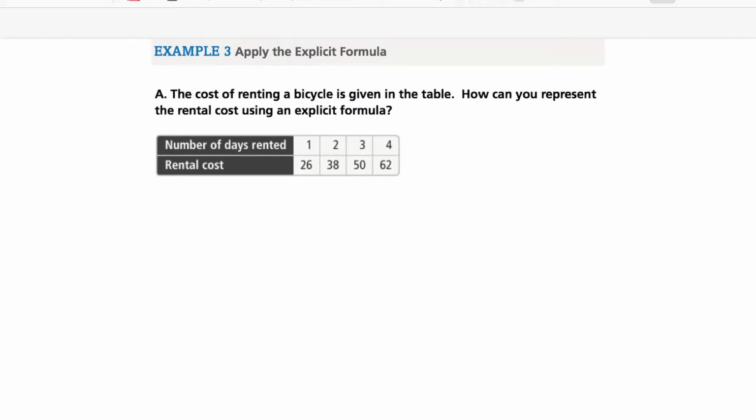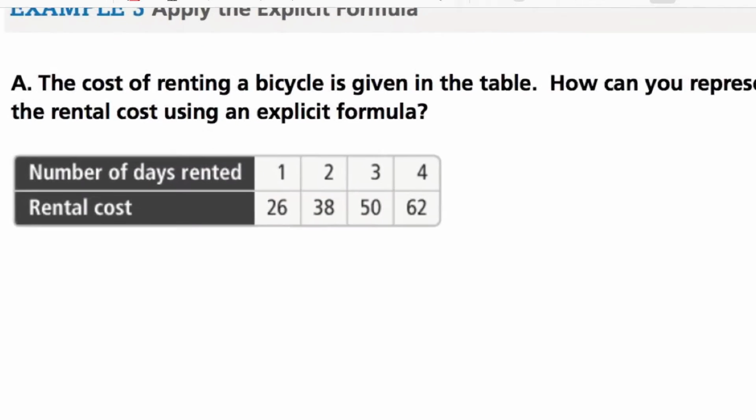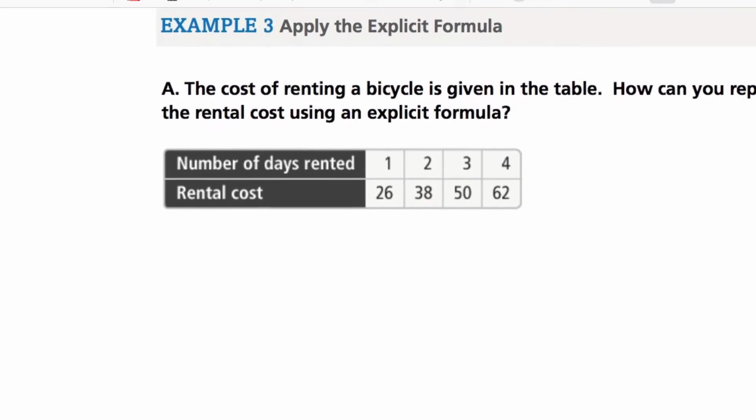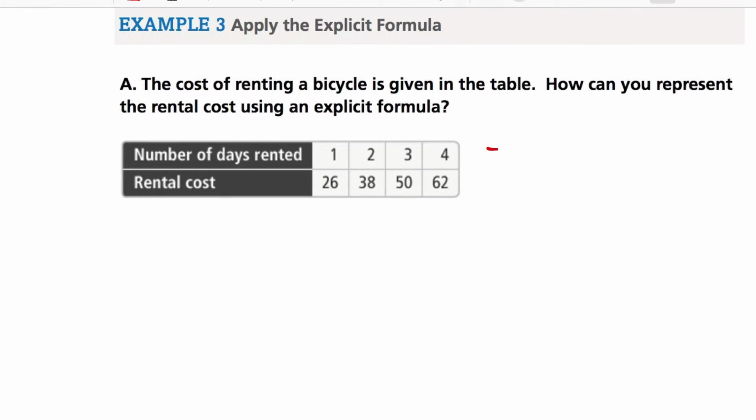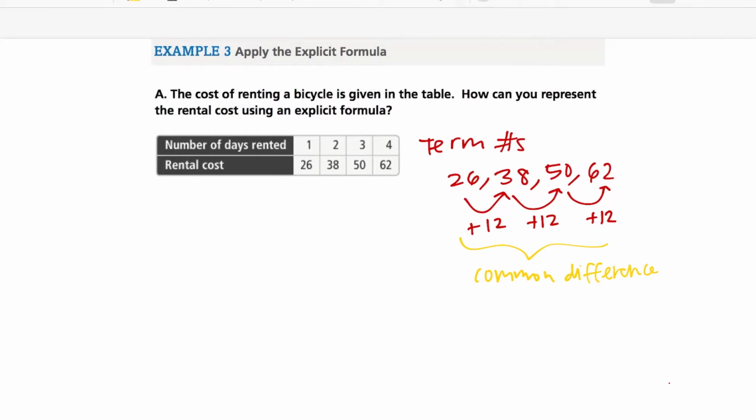So the cost of renting a bicycle is given in the table. How can you represent the rental cost using an explicit formula? So to figure this out, we need to think about how our values are changing. So these values here at the top, 1, 2, 3, and 4, these are going to be representing our term numbers. And then these values here are the values of those terms. Because there is a common difference between each of these consecutive terms, we know that this here is an arithmetic sequence. So since it's an arithmetic sequence, now I can represent it using the explicit formula.